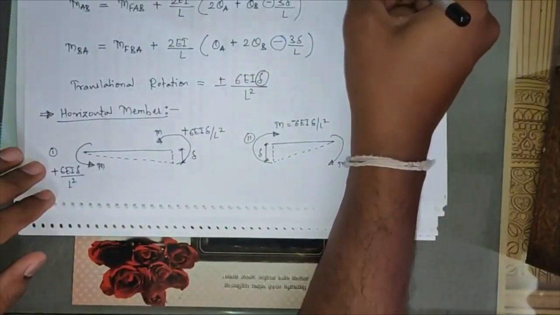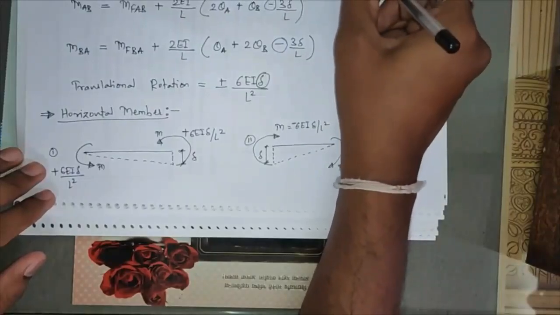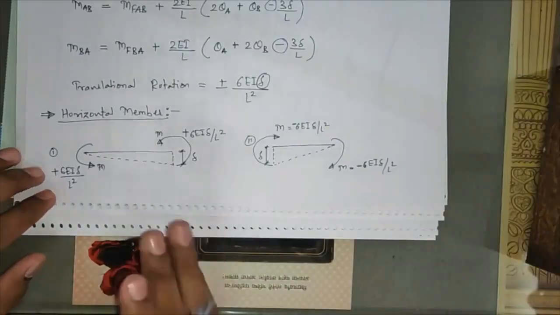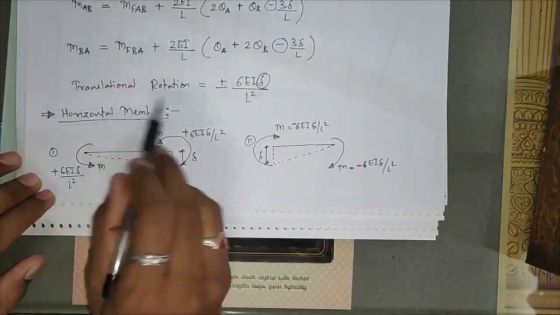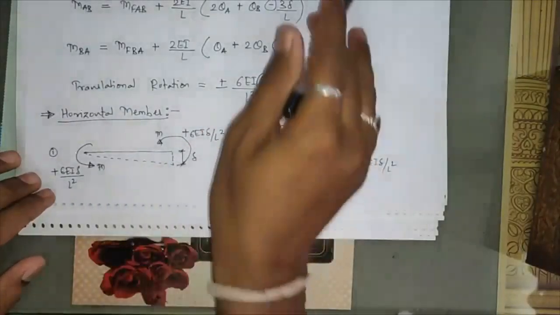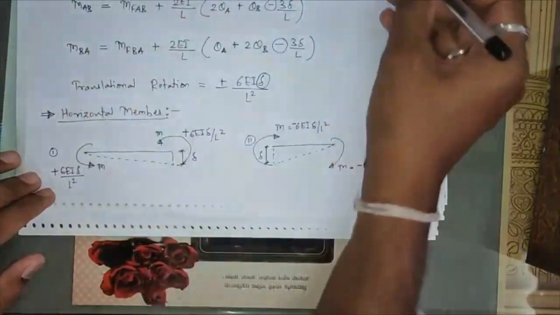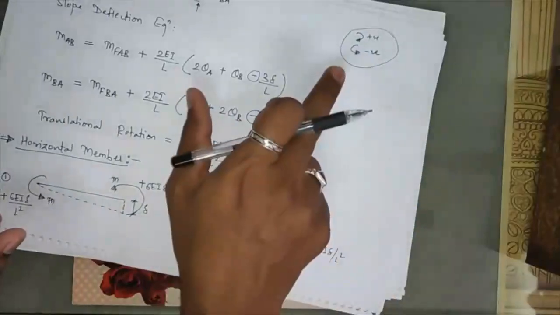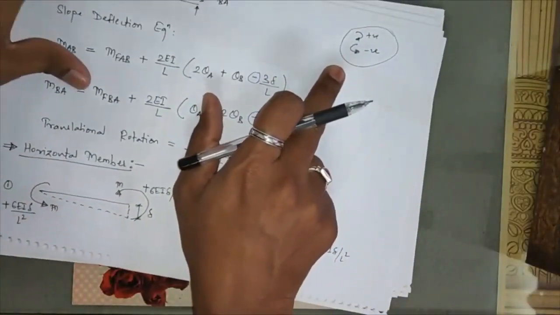I know you consider the signs as clockwise positive and anti-clockwise negative for moment calculations. Only for the consideration of translational rotations do you have to reverse the sign convention. Everywhere else you keep the sign conventions the same, that is, clockwise positive and anti-clockwise negative.